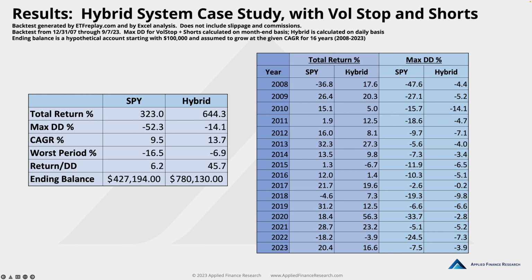On the right here, we have a year-by-year breakdown of total return and maximum drawdown for both the S&P and the hybrid system. For me personally, I like to look at defense first. Let's talk about how much money we can avoid losing before we talk about how much money we're gonna make.